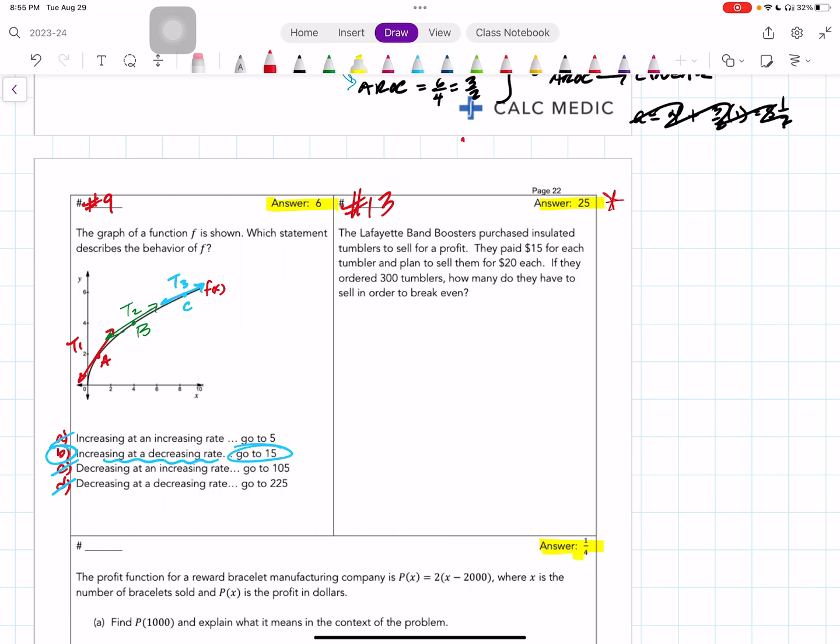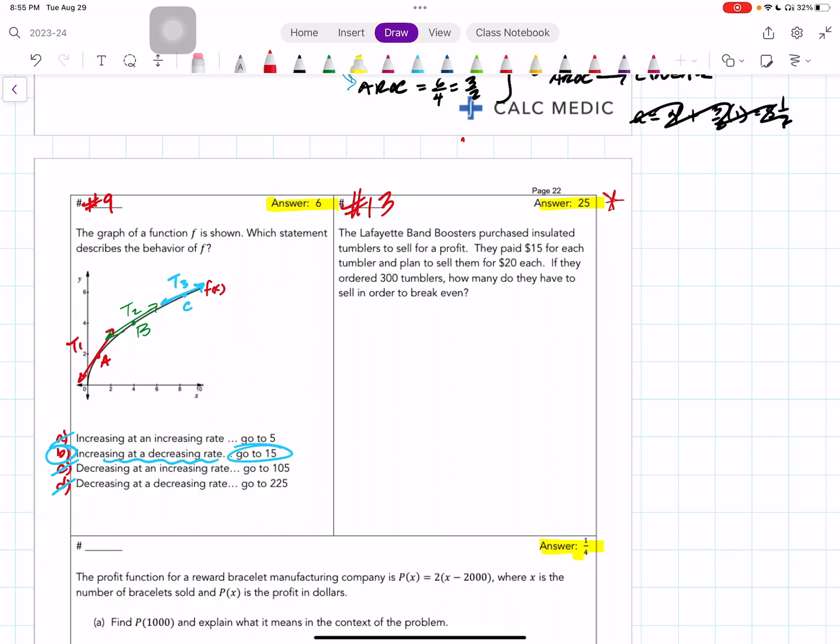Band boosters purchased insulated tumblers to sell for a profit. They paid $15 for each tumbler and plan to sell them for $20 each. If they order 300 tumblers, how many do they have to sell in order to break even?